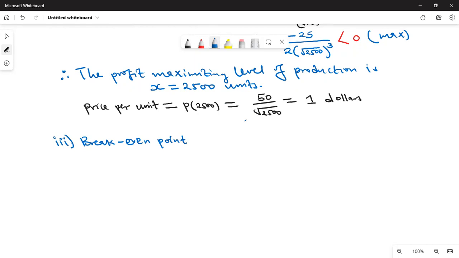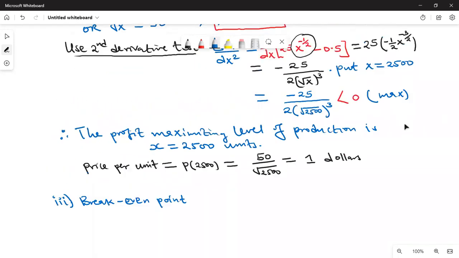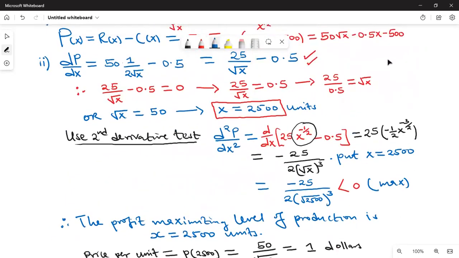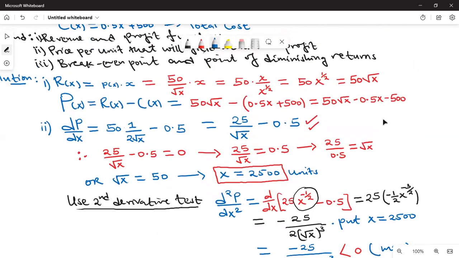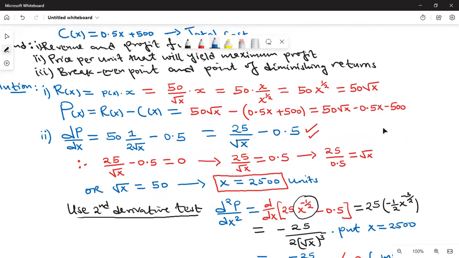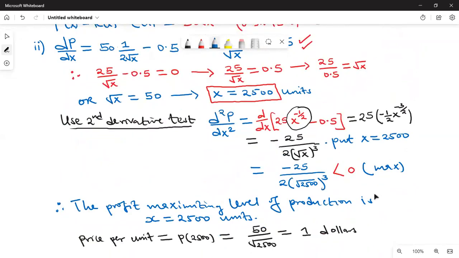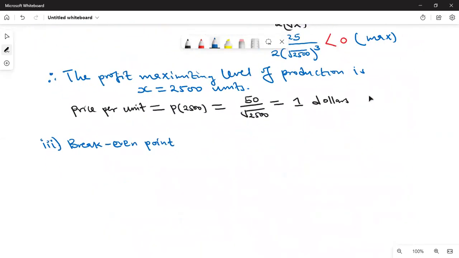So what do we know about this point? We said that at any break-even point, the total cost must be equal to the total revenue. So look at our revenue function, that was 50 root x. Equate that to the cost function 0.5x plus 500, and then solve for x. So that means, before I write 50 root x, it means the revenue must be equal to the cost.